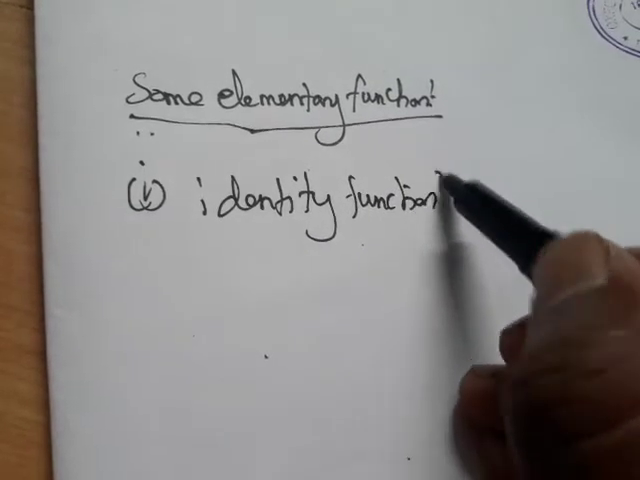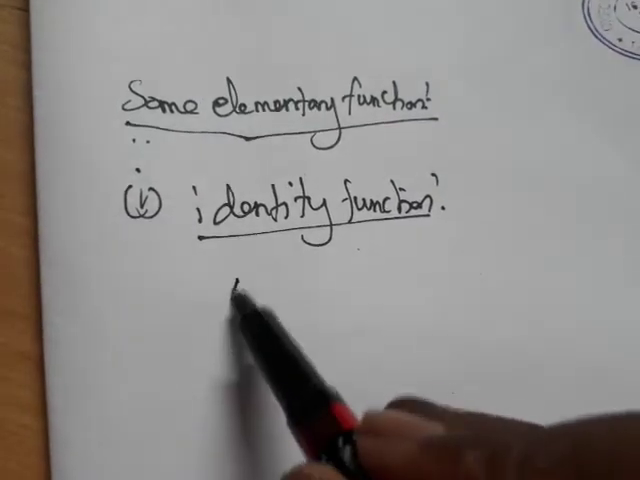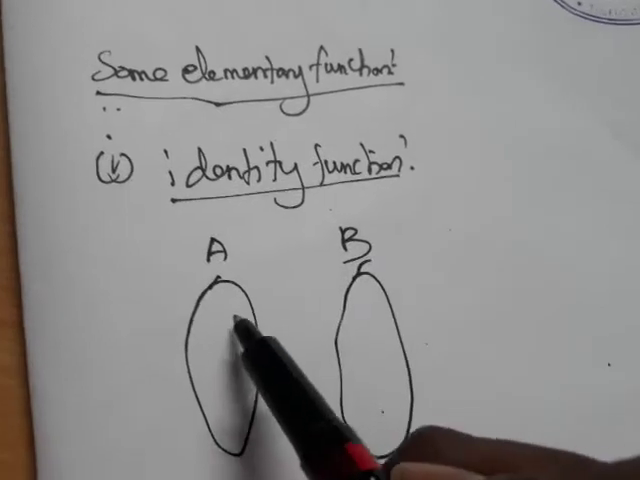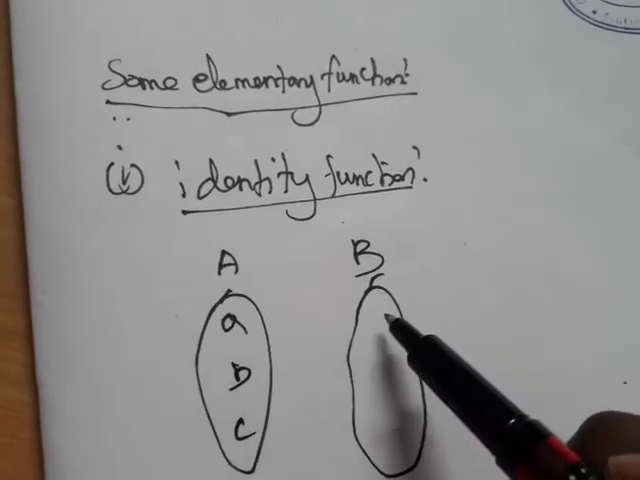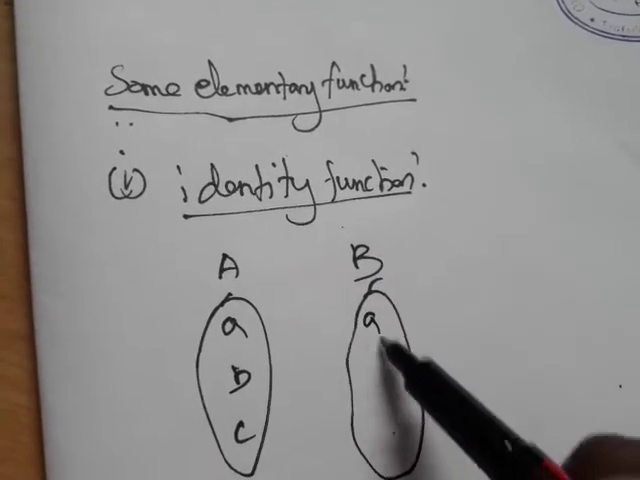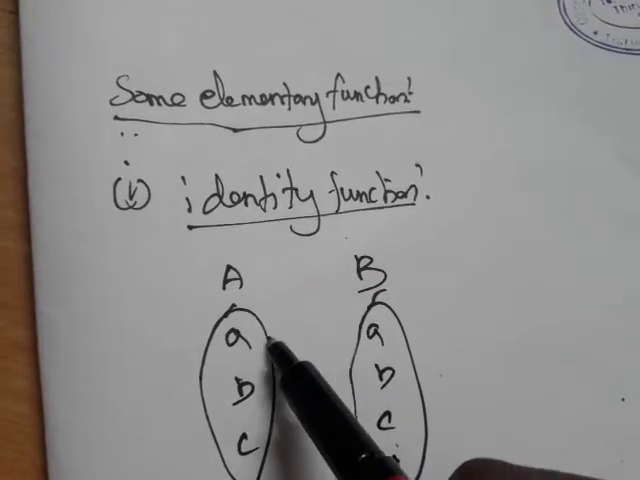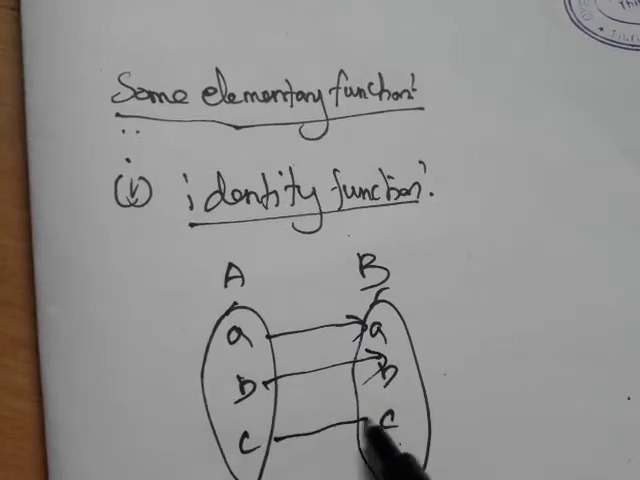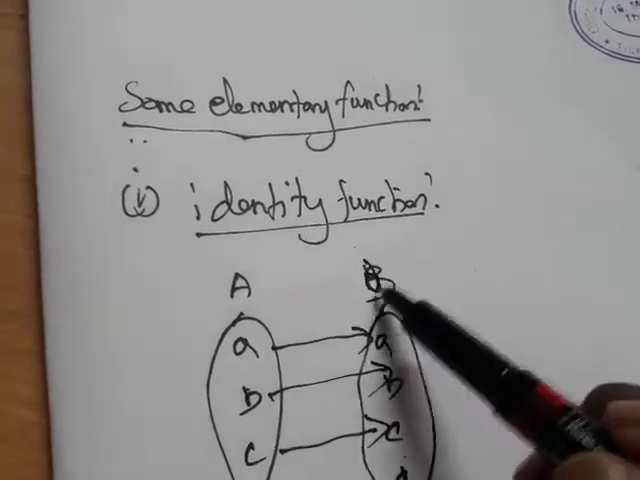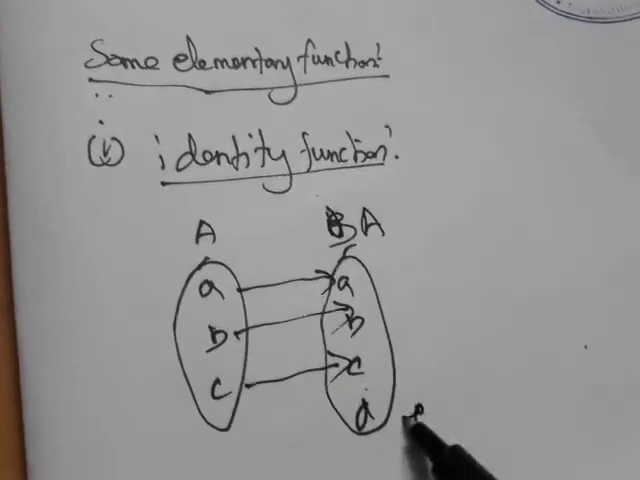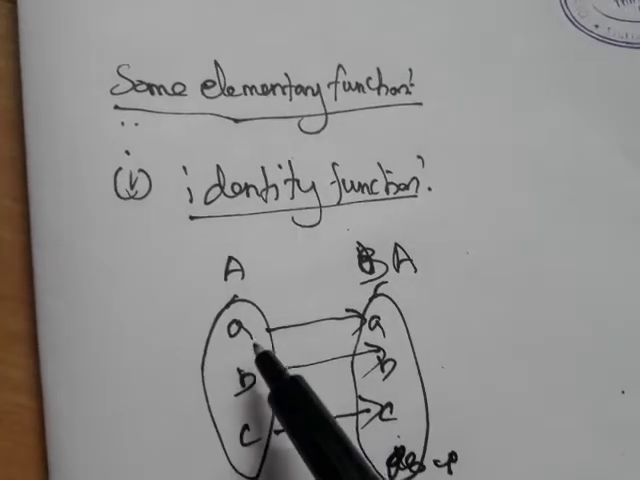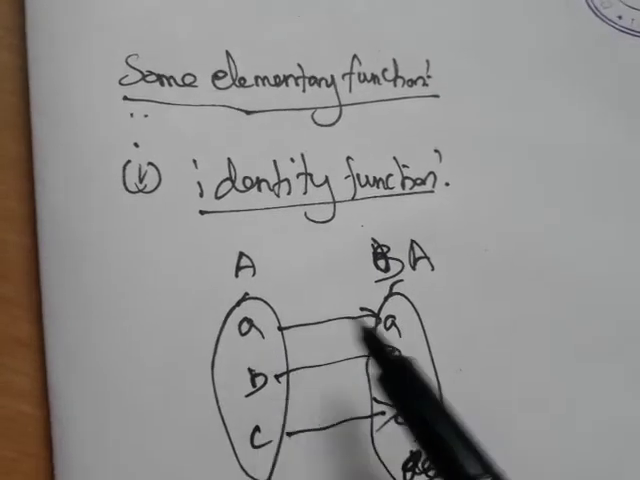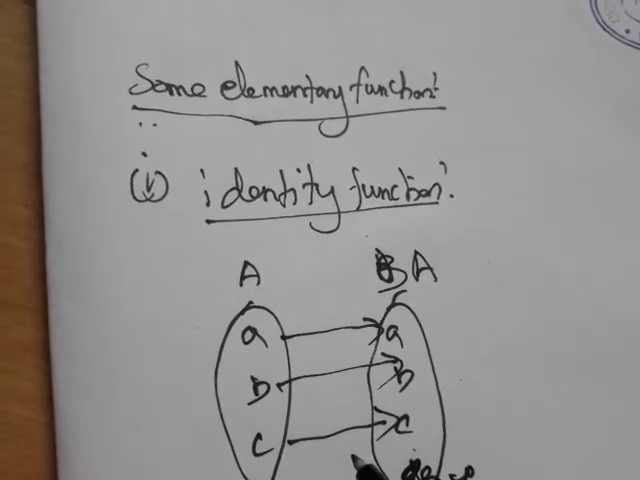What do you mean by identity function? See, if I take a domain A, B, C and here we have A, B, C, D. If A maps to A only, B maps to B, and C maps to C, then each element in the domain maps to the same element, so we say it is an identity function.